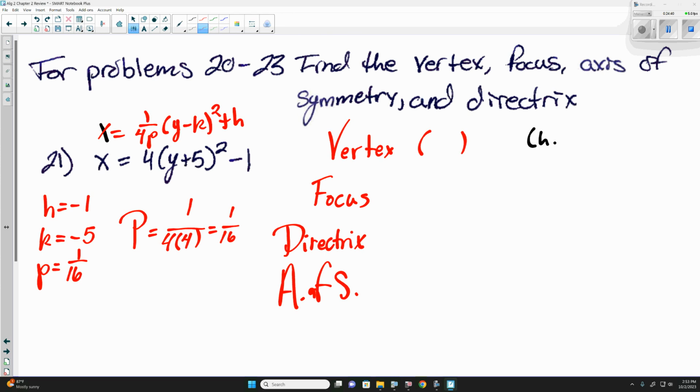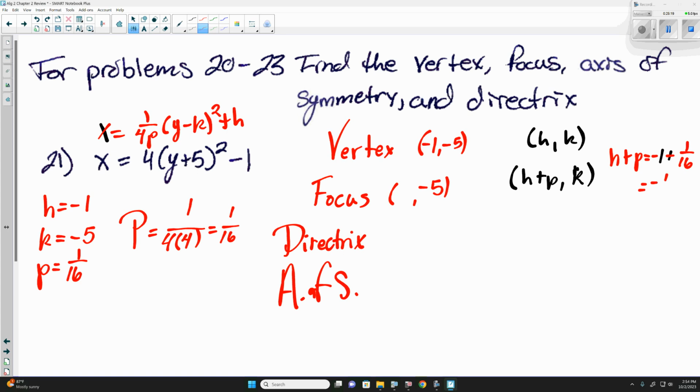In the general form, the vertex is the point h comma k. Our h value is -1, k is -5, so the vertex is -1 comma -5. Our focus, again, I would refer back to the general form, is h plus p comma k. Well, our k value is -5, now we need to take h plus p, which would be -1 plus 1/16. It is -15/16.